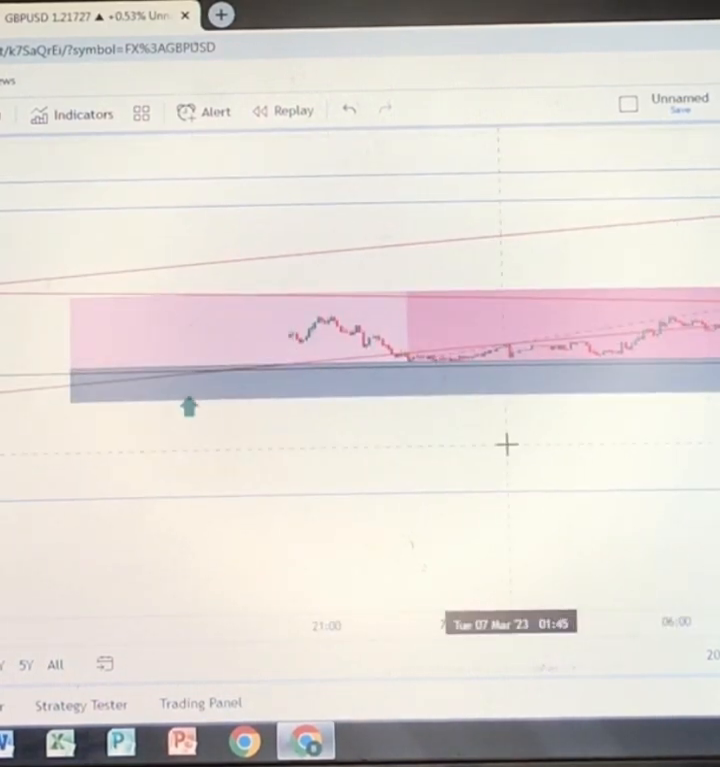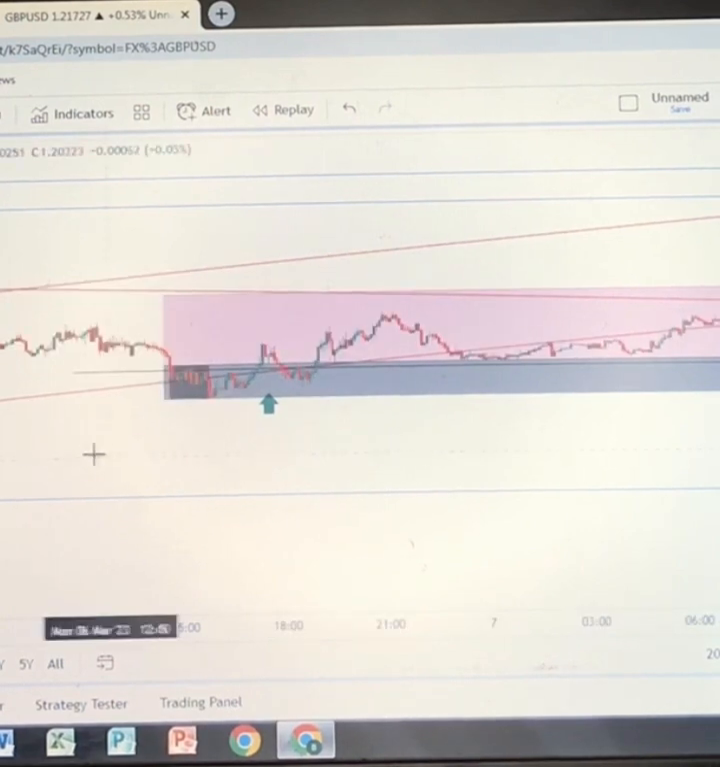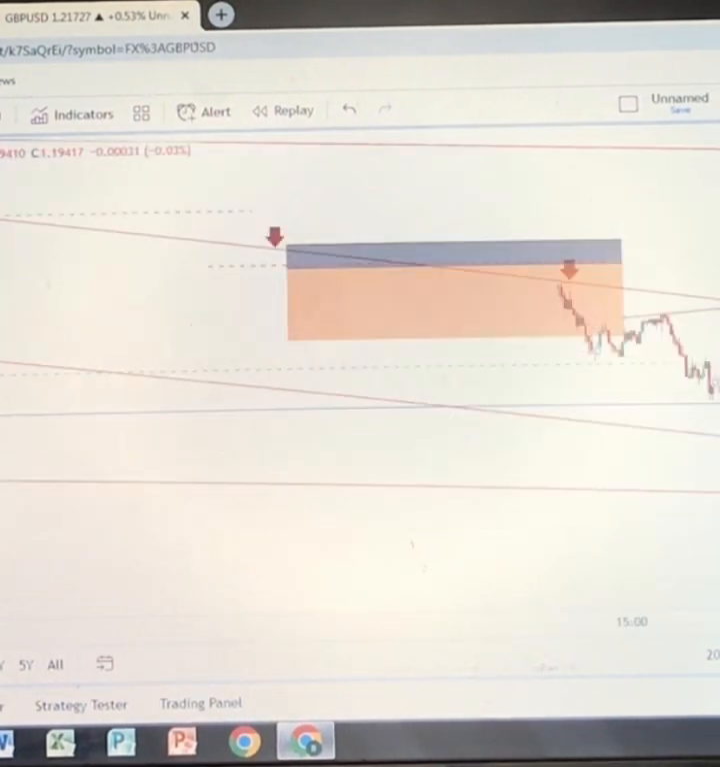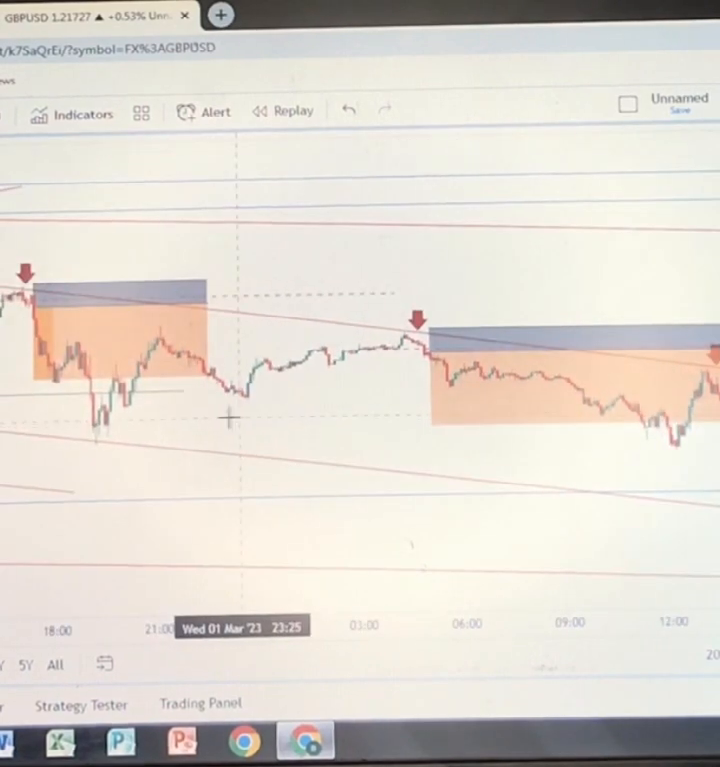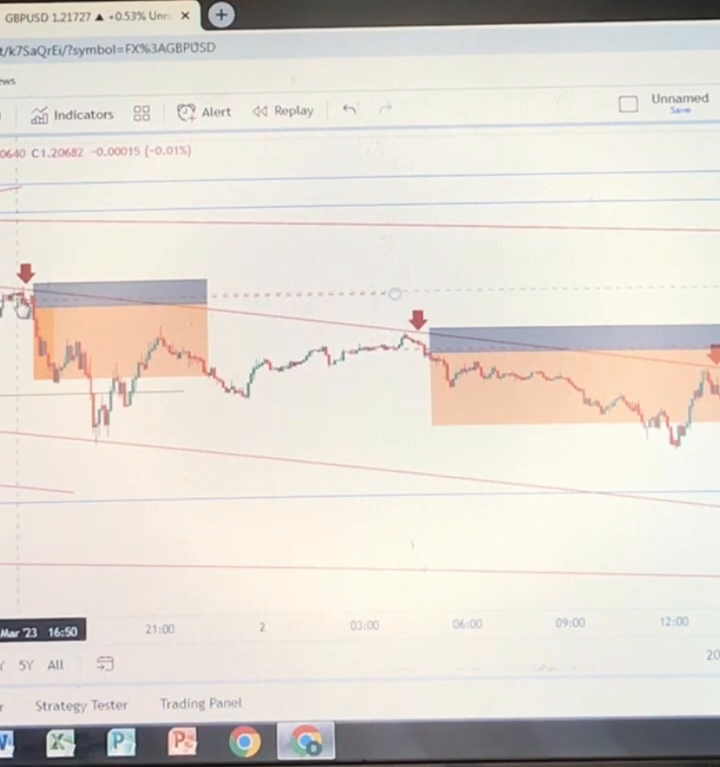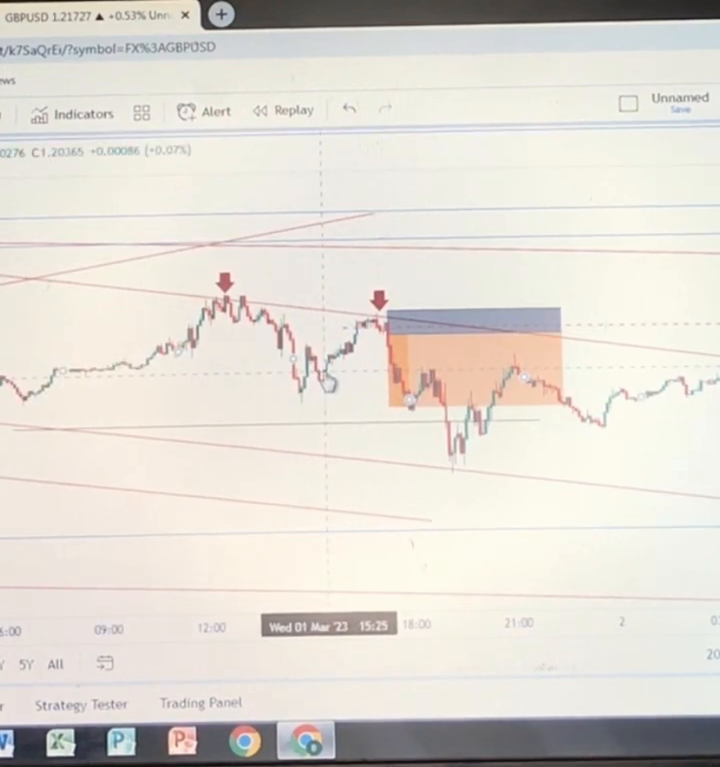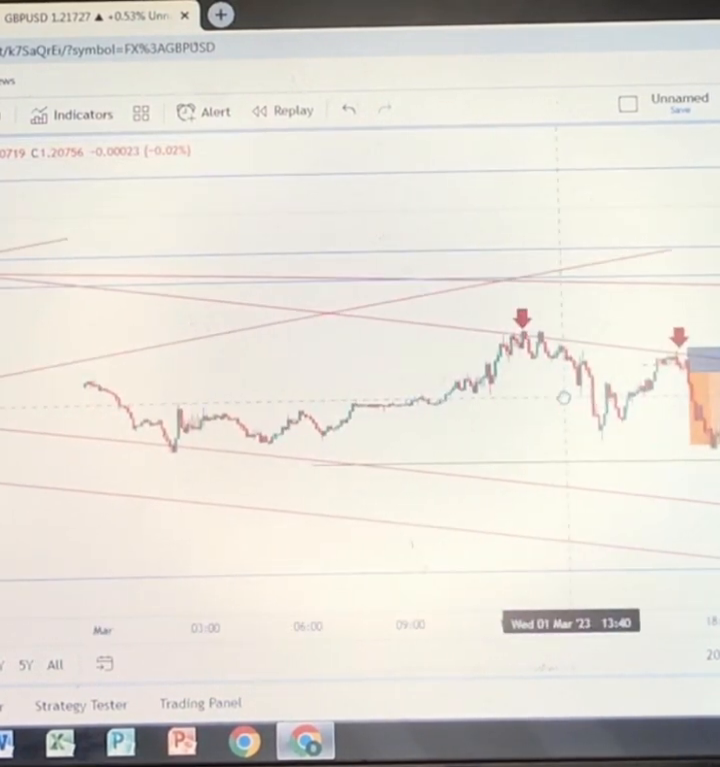So yes, as we can see here, let me just go to the other example that I started with. As we can see here, what do we have? We have the market breaking the previous low. So as soon as the market touched the trend line for the third time and then broke the previous low, I just executed the trade.